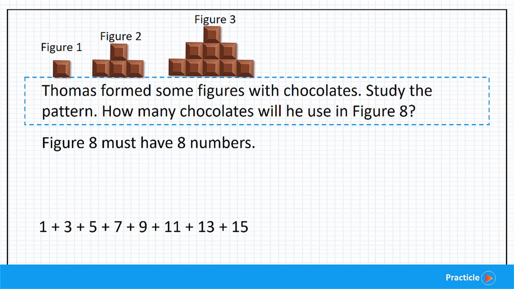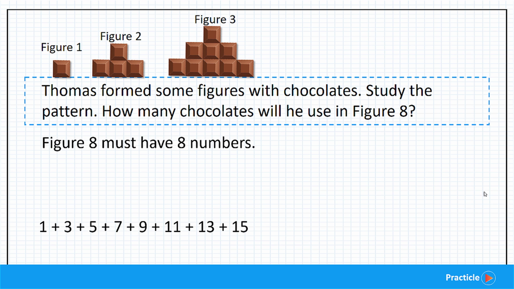So we are going to write all the numbers of the chocolate in each row until we have 8 numbers. So let's recite the odd numbers. We have 1, 3, 5, 7, 9, 11, 13, 15. So 8 numbers in all. Now that we have all the numbers that we need, we are going to add them up.